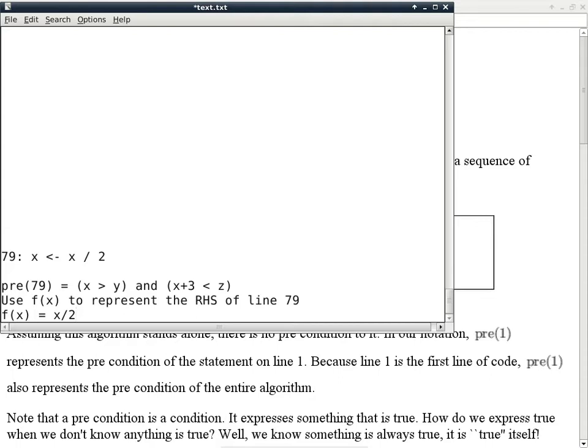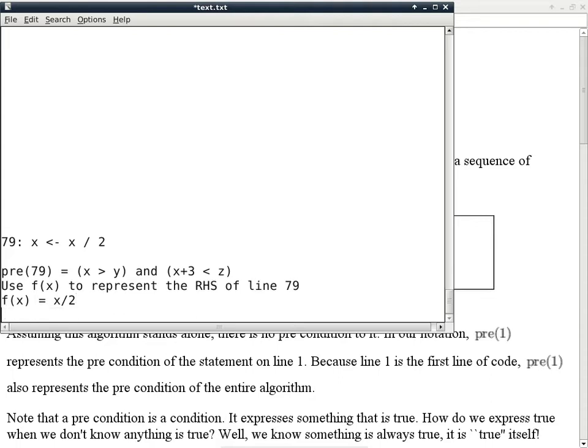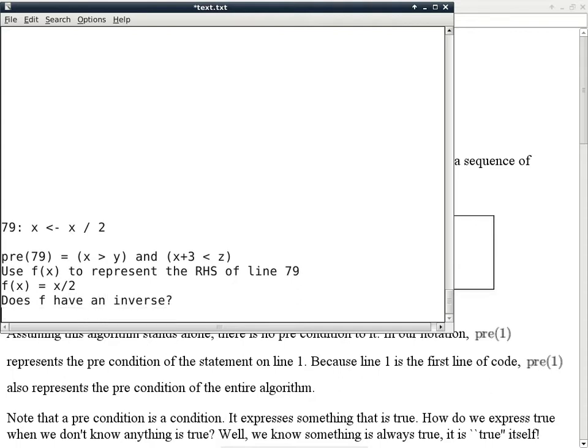Is that okay so far? I'm just giving the right-hand side of the assignment statement a name. It's f of x. The next question is important: does f have an inverse? That's the question, because depending on the answer, I will go one way or the other way. In this case, the answer is yes. The inverse function of f, which I will denote f prime, is just 2x. I can just write 2x here.